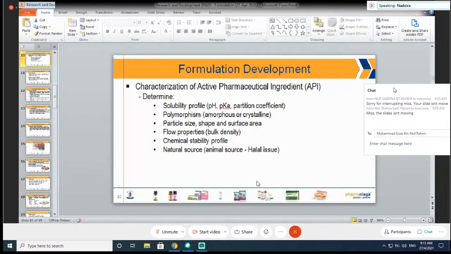Next is the natural source, because we have to request from the manufacturer for the halal certificate, halal declaration for the product registration purpose.